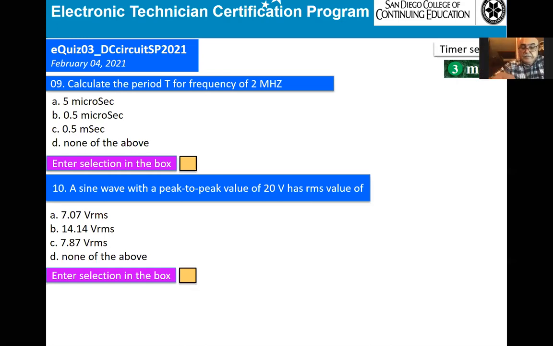B. 9B. Yeah, B is right. Period is the reciprocal of frequency, so you just take 1/2 megahertz. 10 is B.